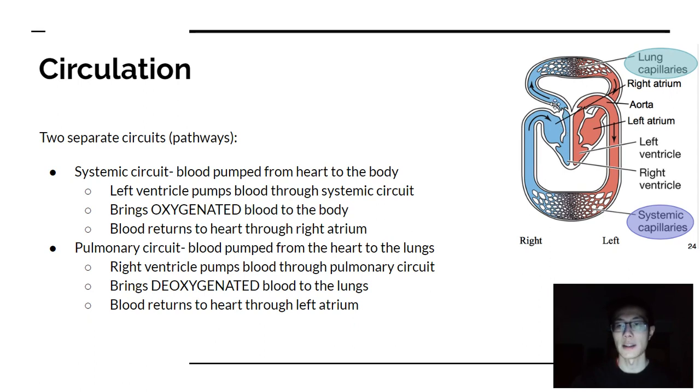So the deoxygenated blood goes from the right ventricle up into these capillaries over here in the lungs, and then they regain oxygen, that blood in the lungs, and that's going to loop back and enter through the left atrium. So that's the pulmonary circuit up here and the systemic circuit down here.